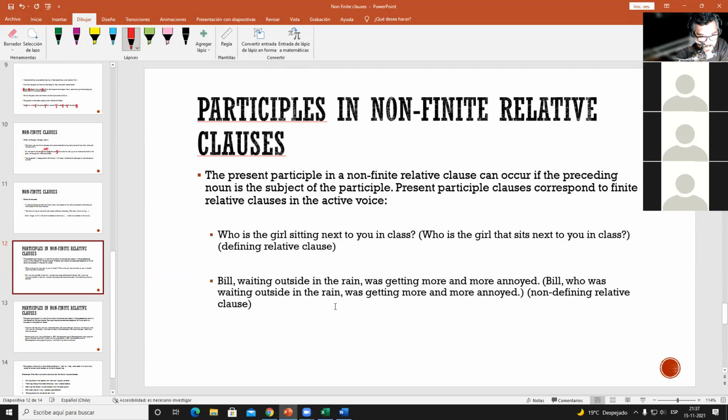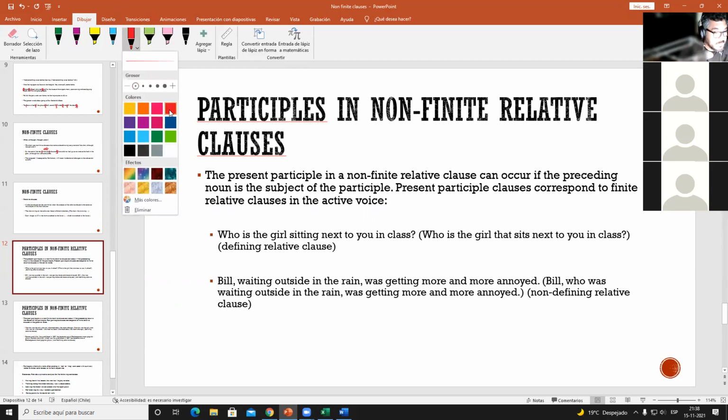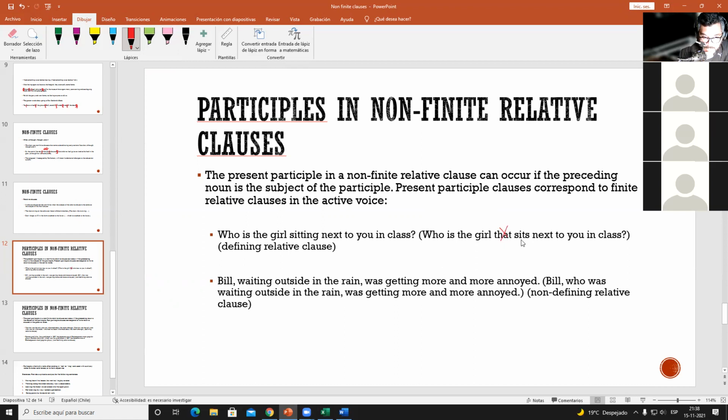Who is the girl sitting next to you in class, right? "Who is the girl sitting next to you in class" is the same as if I say, "who is the girl that sits next to you in class?" And as you can see, there is a difference, right? The difference is that, as we're talking about the same girl, I can erase the subordinating conjunction "that." And because of that, I need to rewrite the verb "sits" and change it into a non-finite verb, right? And that's it.